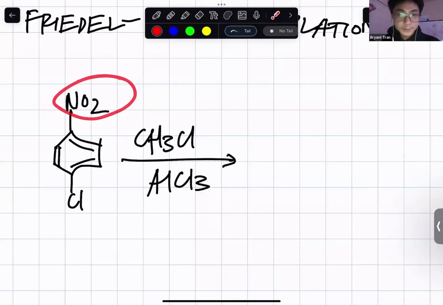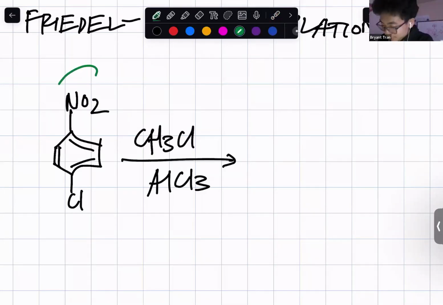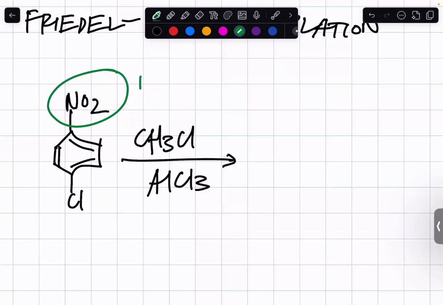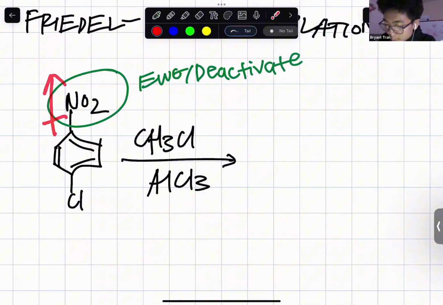Is this NO2 an EDG or EWG? Are you familiar with those terms, Sharon? EDG, EWG? Yes. I think NO2 would be an EWG. EWG. And is that an activator or a deactivator towards the benzene ring? A deactivator? Yes, because it deactivates the ring, right? The ring here is our nucleophile in this mechanism. If we put an EWG there, we're stealing its electrons. We're withdrawing its electrons, making it a weaker nucleophile, deactivating the ring.